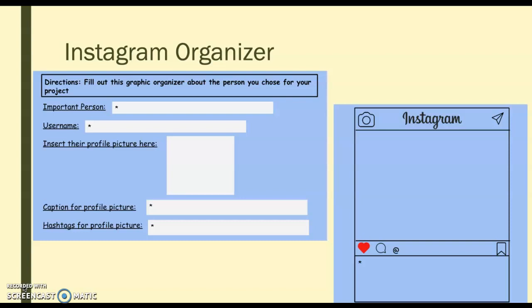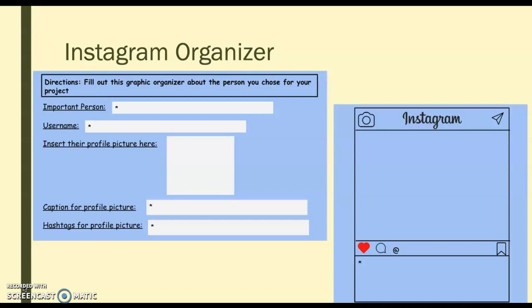They wrote their name in the first box. Then in the next box, they got to create a username for the person, whether it was their name or something that described them. They got to use creativity here. Then they would insert a profile picture for the person, and then they wrote a caption describing the person under their profile picture. Then they created hashtags that went along with the person and would also describe them.